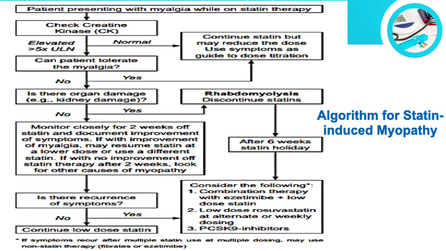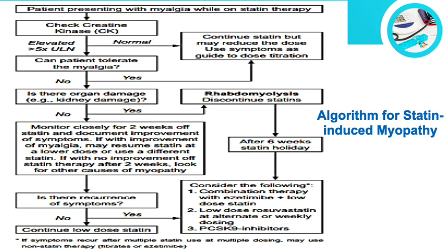If no, we ask whether there is target organ damage such as kidney damage. If yes, this indicates the presence of rhabdomyolysis and thus we need to discontinue statins. However, in the absence of target organ damage, what we need to do is to closely monitor for 2 weeks of statin therapy and document improvement of symptoms. If with improvement of myalgia, we may resume statin at lower dose or use a different statin. If with no improvement after 2 weeks, we should look for other causes of myopathy.